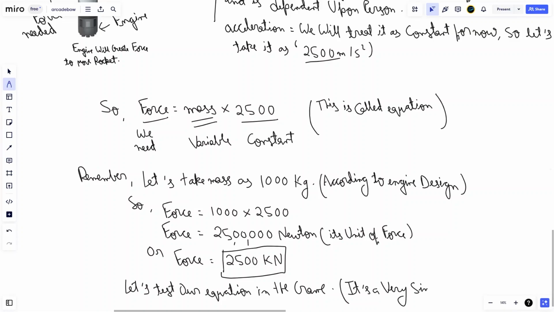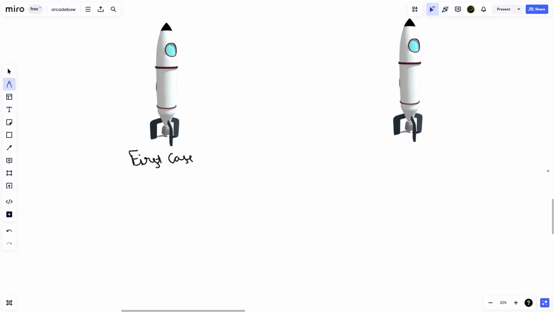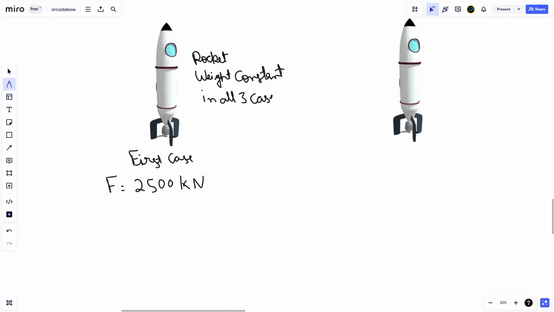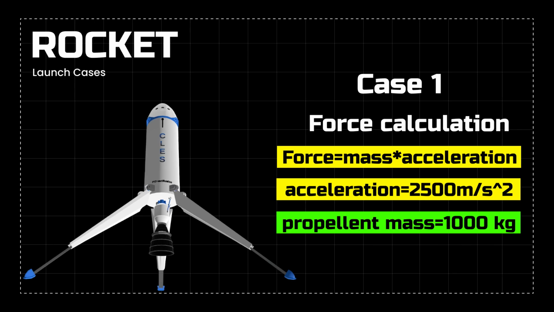In this case we are going to take three examples, and in those three examples we are going to change the size of the engine by keeping the acceleration constant in the formula. So this is the first case, the 1000 kg one. Let's see what the force comes out to. In this case the mass is being taken as 1000 kilogram.